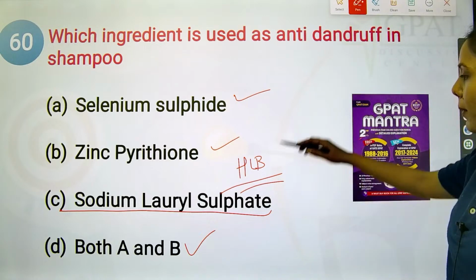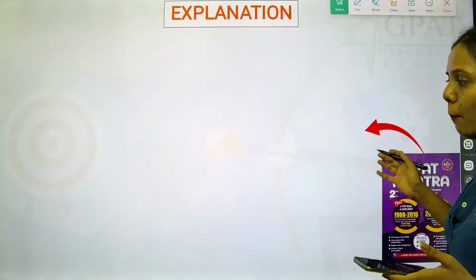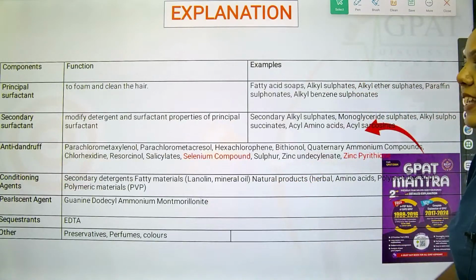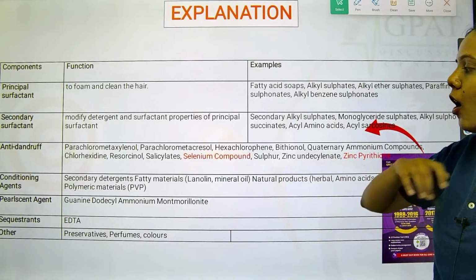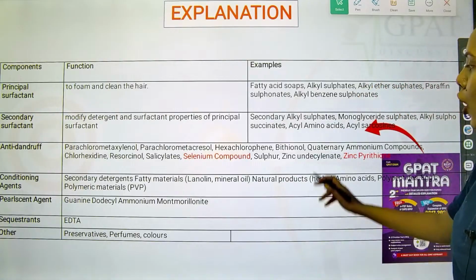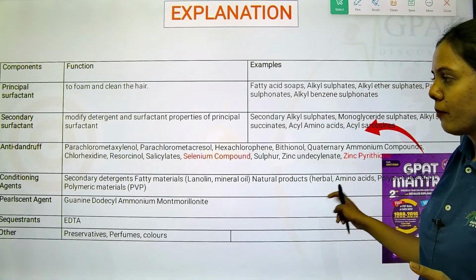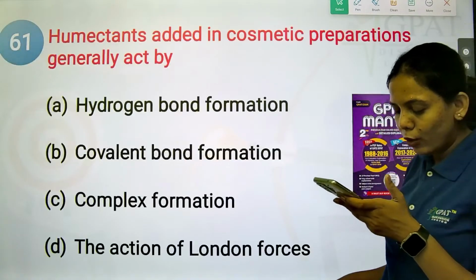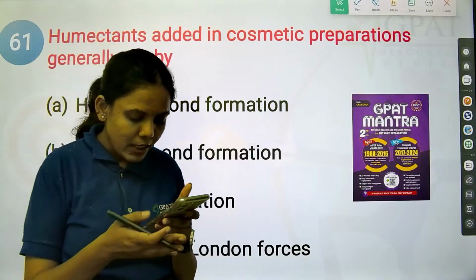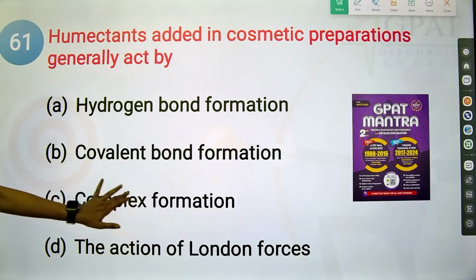What is the HLB of sodium lauryl sulfate? Both A and B are the right answer in this case. So you can see anti-dandruff agents are all phenol-containing compounds. You can see cresol, xylitol, bithionol, zinc pyrithione, sulfur, selenium compounds, etc. Okay, 40. Very good, Krishna, Pari, Karthik, Sana, Dimple, Manoj. Very good.